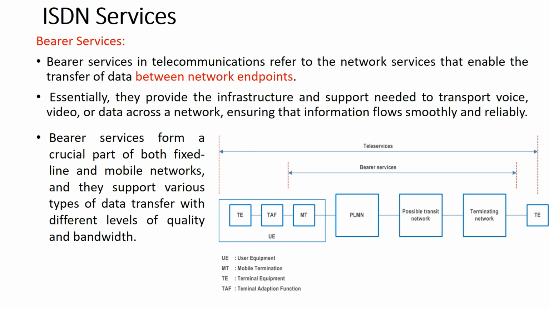So, as shown in the figure, between two endpoints, this is the user equipment, and between this user equipment and another user equipment is this network. PLMN is a land mobile network. This possible transit network, all are network elements. These are all the network elements within the network. The bearer services are equipped.